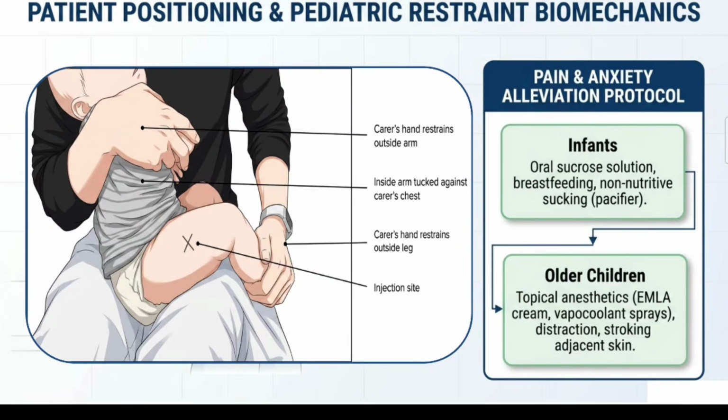For older children, topical anesthetics like EMLA or Vapocoolant spray can be used. Distraction during injection and stroking adjacent skin can alleviate pain and anxiety. But never give chocolate or any food during or immediately before the vaccination, because there is a high chance of aspiration.